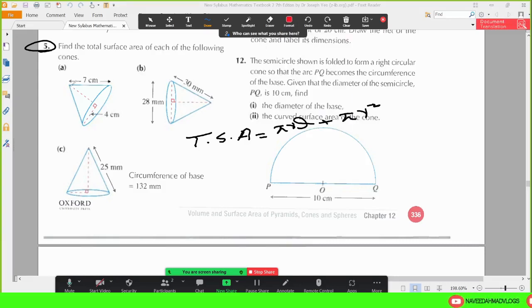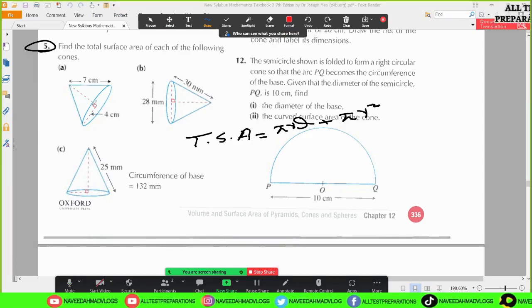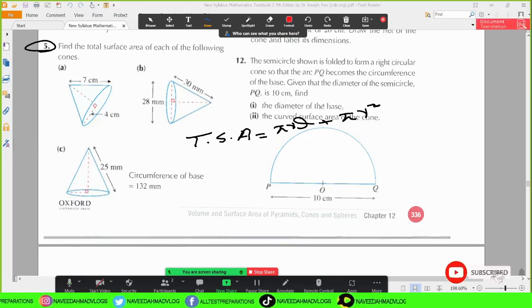Okay. In this case, L is the slant height. So you will take this length. For L, you will take this length, not this one. Not the perpendicular height. आपने नहीं लेना. Slant height लेना है. This one. So L is 7 centimeter that is given to you. R value is 4 centimeter that is also given to you.